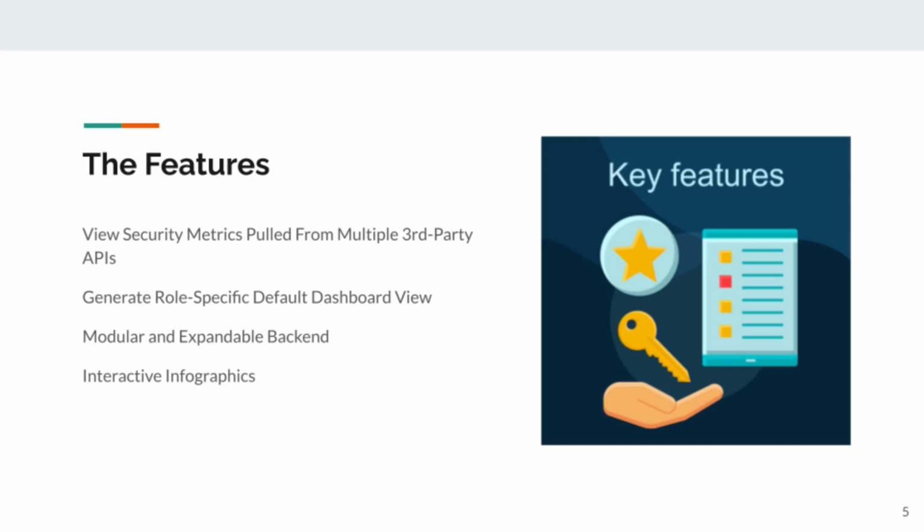First, and most importantly, view security metrics pulled from multiple third-party APIs. This is the core mission of the SecOps dashboard. This is what pulls all the security metrics from multiple websites into our application so that users can see every metric they need on one page.